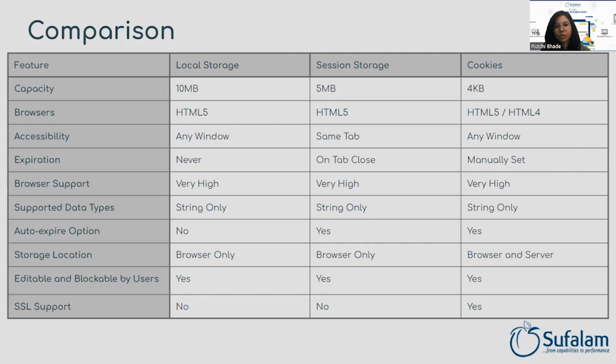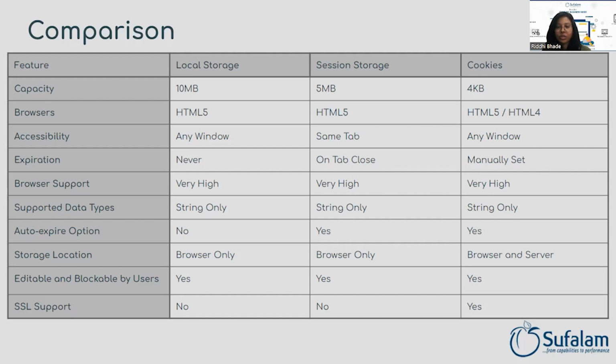Now, expiration. Local storage stays forever. It never expires until the user manually clears it. Session storage: on tab close, session data gets lost. Cookies: the expiration time we can manually set, or as we have seen with session cookies, on browser close they can be removed. Now browser support: all three have very high browser support, so we can rely on any of the three. Supported data types: as we have seen earlier, all three have only string type as a value.